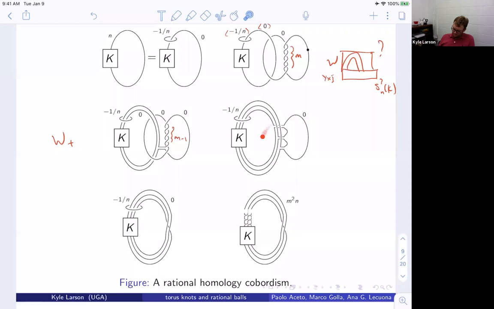There's an isotopy that goes from this to this picture here. And we already see that we have a cable of our knot K. If we do a Rolfsen twist on this extra component, that'll change the framing from zero to M squared times N, and it'll introduce N full twists. So these are N full twists. And then we get exactly what we wanted. So this is M squared times N surgery on the torus knot M, comma, MN plus one.